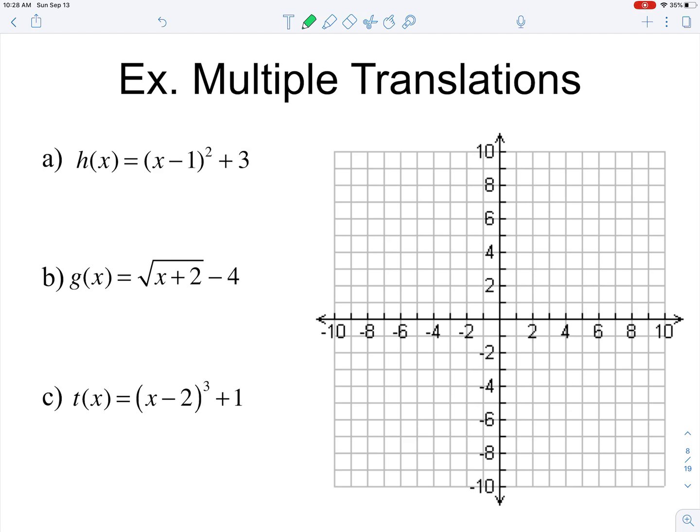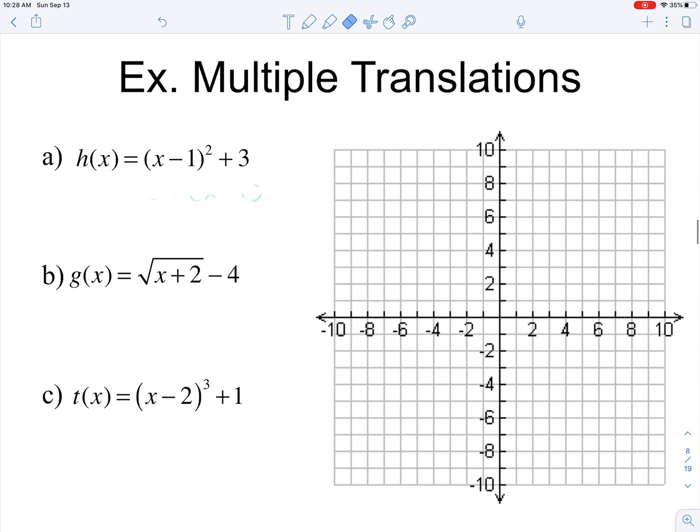And then sometimes there's multiple translations that are applied to the parent function. So how about h of x? You can read the equation from left to right. When we're just dealing with translations, we can read from left to right. The vertical shift should come last. So if the vertical shift is written in a different way, like if we saw this as 3 plus the quantity x minus 1 squared, that's fine. However, when we also are dealing with transformations, we want to make sure to apply the vertical shift last. So we would rewrite it the way that we have been given the equation, as h of x equals the quantity x minus 1 squared plus 3.